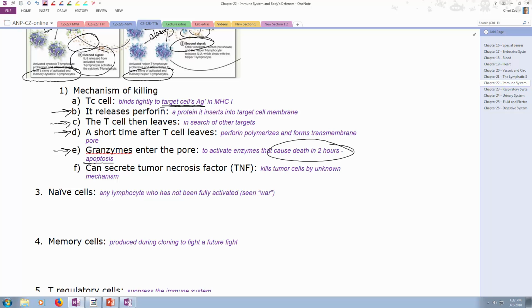Another thing about cytotoxic T cells, they can secrete this TNF, tumor necrosis factor. We're still working on the steps of this, but that's where tumor necrosis factor comes from. It comes from activated cytotoxic T cells.